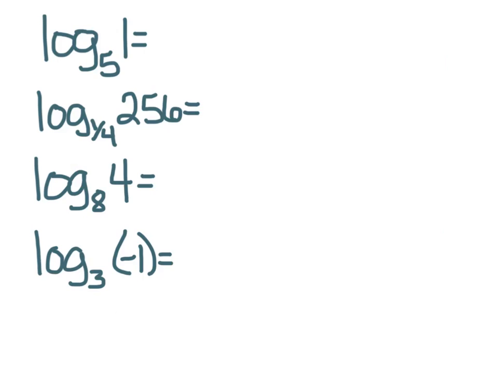Log base 5 of 1. So I say, well, 5 to the what power gives me 1? And I know that anything to the 0 power is 1, therefore my n has to be 0. Little trick, any log of 1, with any base, is always going to be 0 because you have to raise something to the 0 power in order to get 1.